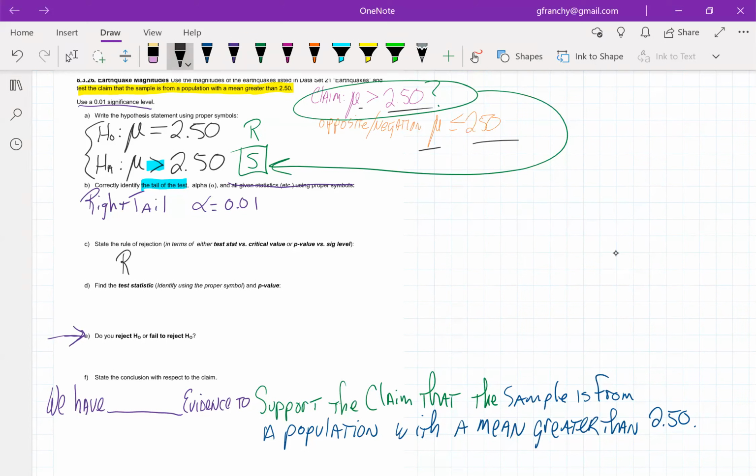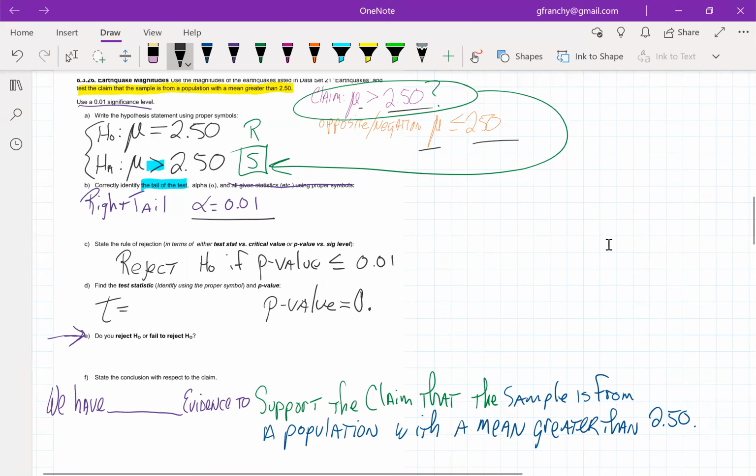And before we go and get the test statistic and p-value, let's write our rule of rejection. And that's reject the null hypothesis if p-value less than or equal to 0.01. So since we're going to use the sample standard deviation, our test statistic is going to be t. If you didn't know that, don't worry about it. StatDisk is going to tell you that. And then we also need our p-value. And again, I'm lining up the p-value right underneath where I have it there to make sure I'm making a better comparison here. So let's head on over to StatDisk.